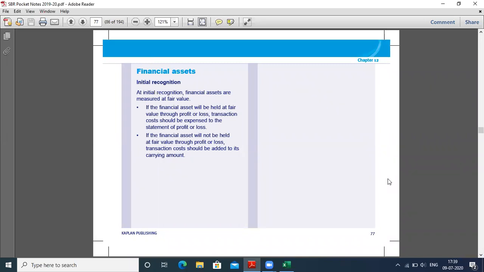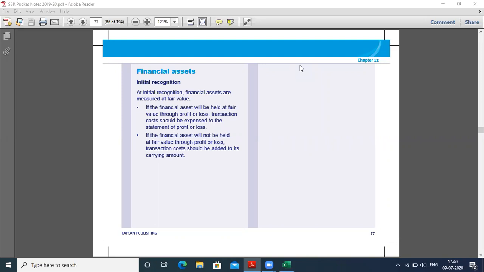Now the next one is financial assets. So when we are dealing with the financial assets, initially financial assets should be recognized at fair value.